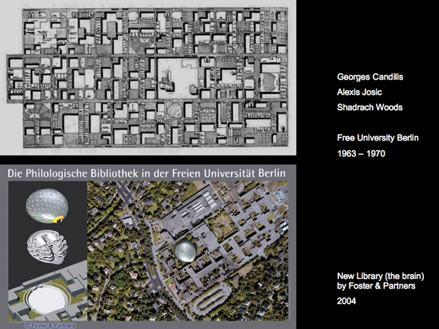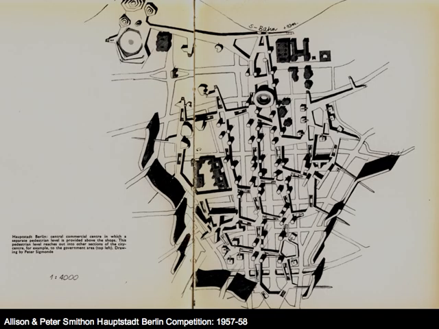Another part of that very important group is Candilis, Josic, and Woods. Here's a city plan for Toulouse-le-Mirail, a city that they got to plan because there was a very progressive mayor in that city, and he let them plan the entire city. And here is an example, the university for 10,000 students in that city.